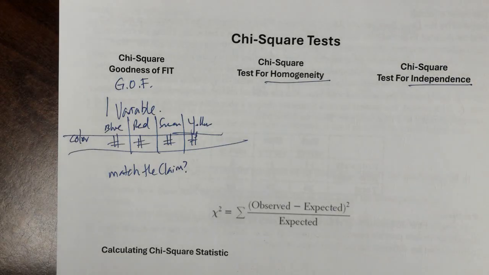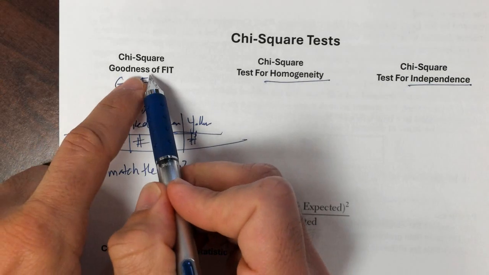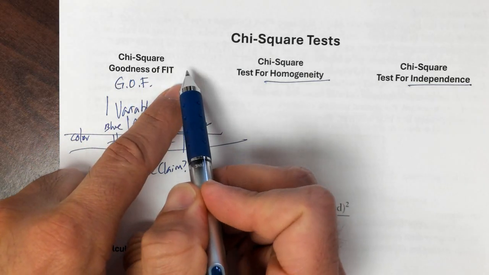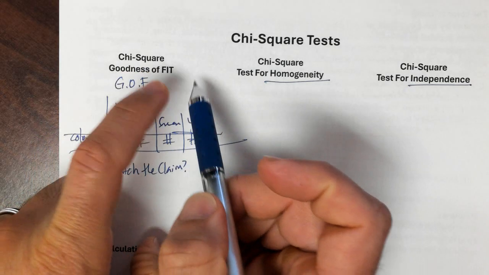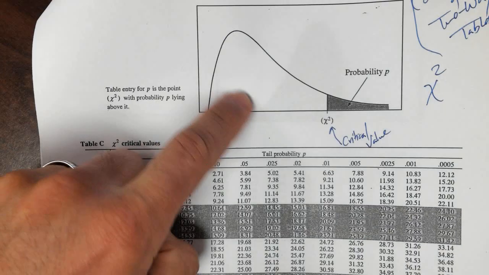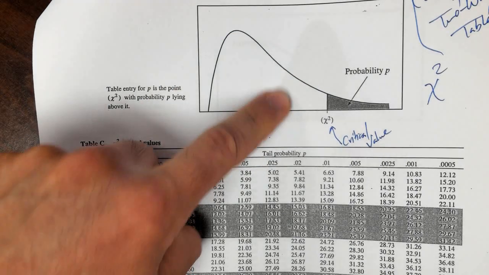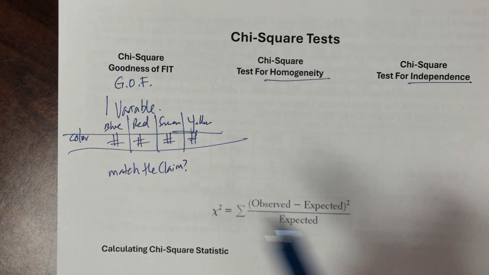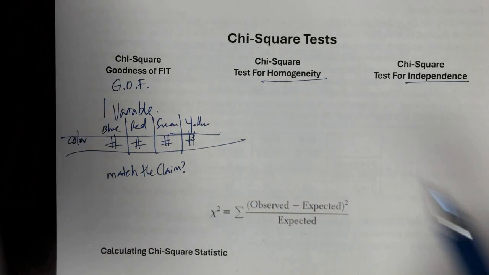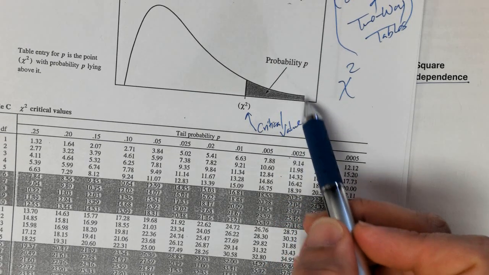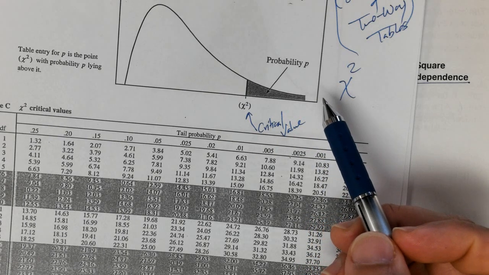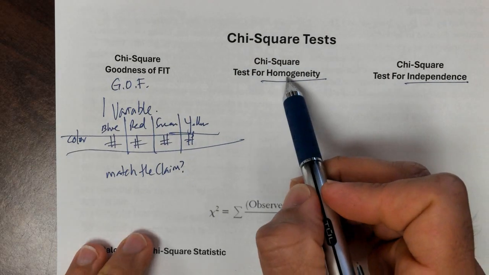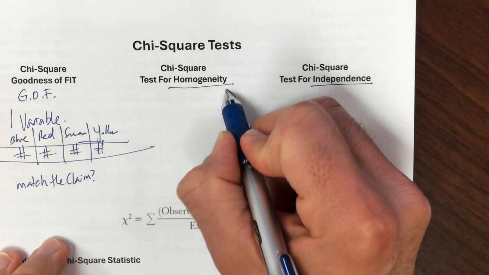Is that okay? So goodness of fit. How good does the data fit the claim? That's how I think about it, right? How good does the data fit the claim? If it's pretty similar, you're going to get some value over here that is in the non-rejection region. If the values are really far apart from what they're claiming, you're going to get a really high chi-square value that's going to be over here. And then you're like, dude, something's wrong here. This is not what they're claiming to be true. Is that okay? Yeah. Now, homogeneity and independence, both of these are two-way tables.